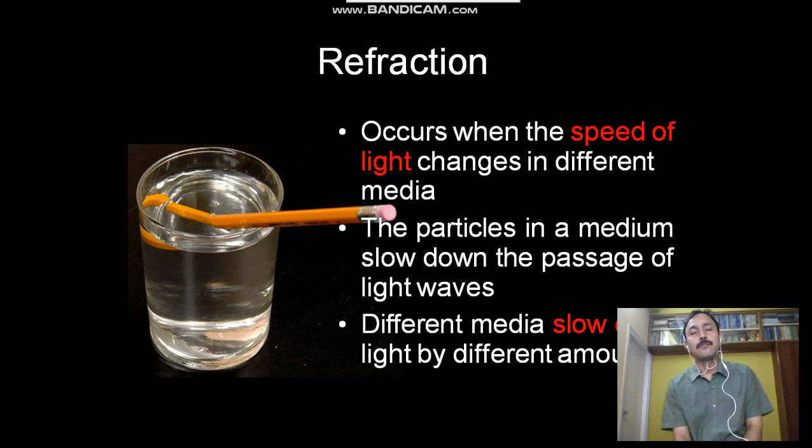Refraction, as we have already dealt with in classes 9 and 10, occurs when the speed of light changes in different media. The particles in a medium slow down the passage of light waves. Different media slow down light by different amounts.